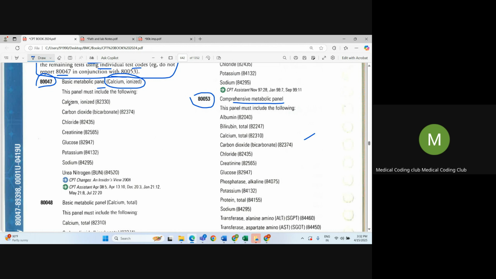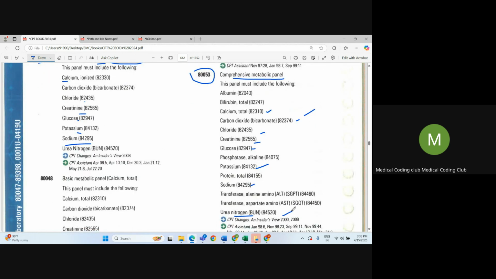So you can see first calcium. Calcium is there. Carbon dioxide, that is also there. Chloride present. Creatinine present. Glucose present. Potassium again present. Sodium is there. Urea nitrogen, that is also present.